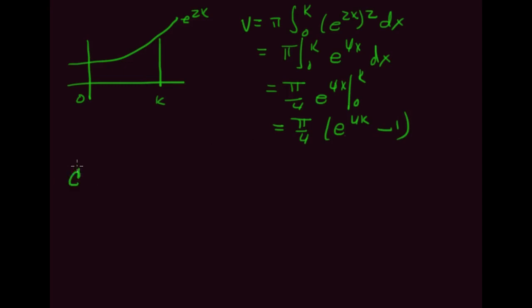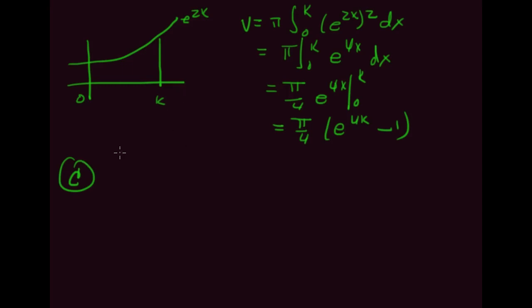Part C asks what is the change in volume with respect to time when k is 1/2 and dk dt is 1/3.